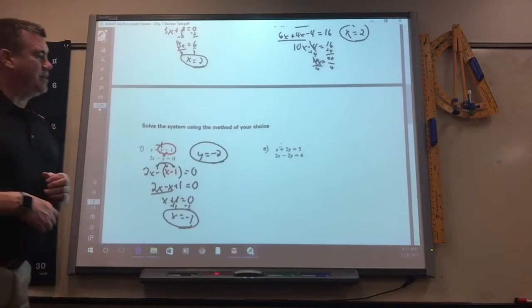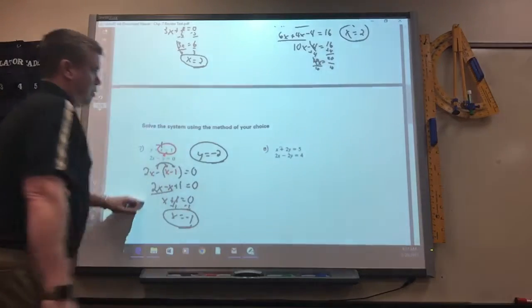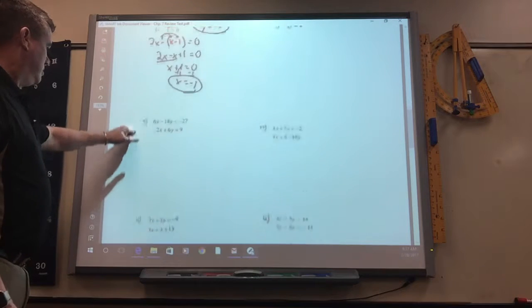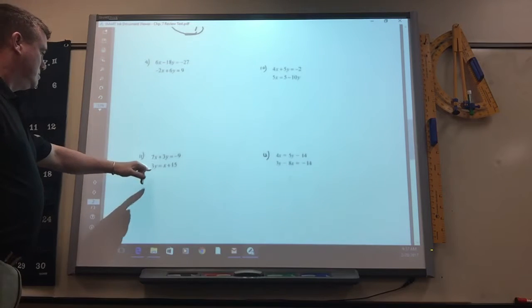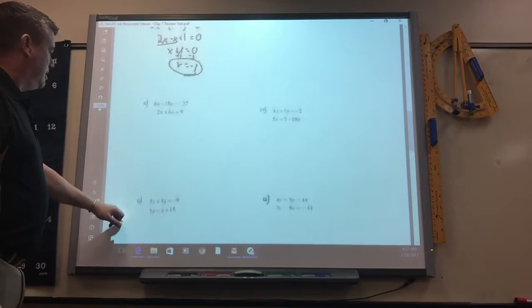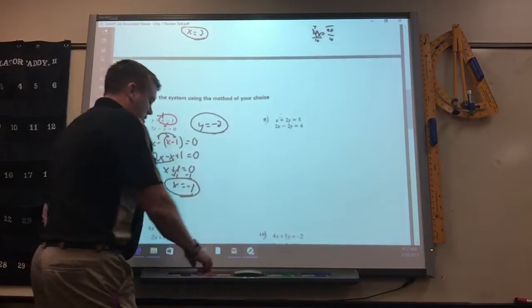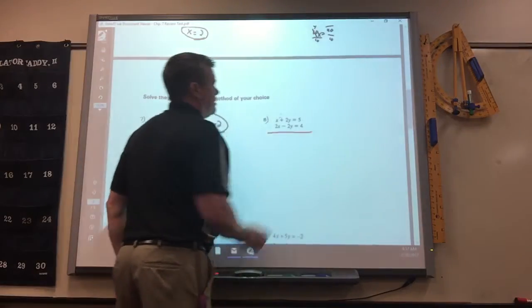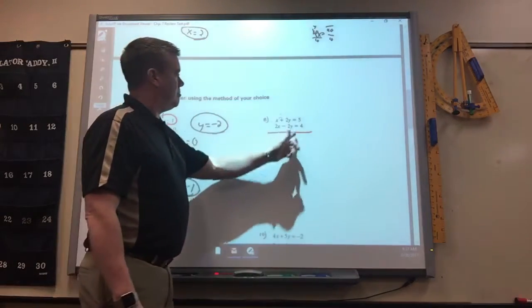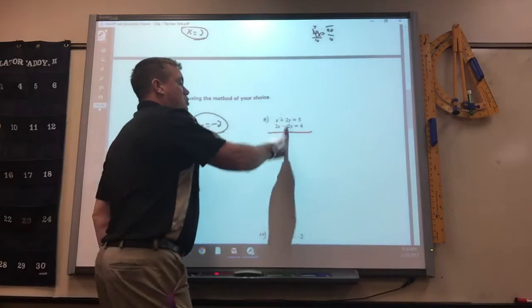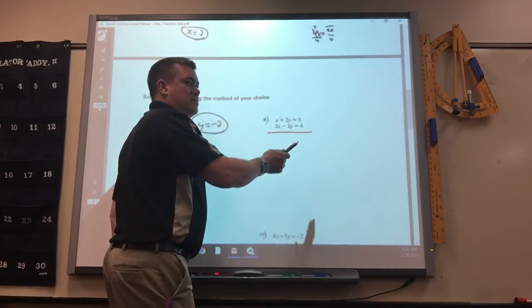Okay, the next one, elimination. In fact, I think the rest of them, well, not that one. Not really that one. Okay, so elimination would work best. Everything is lined up. The x's, y's, equal signs. And the 2's have the same number, so they will cancel.